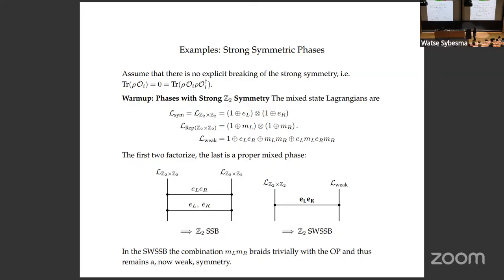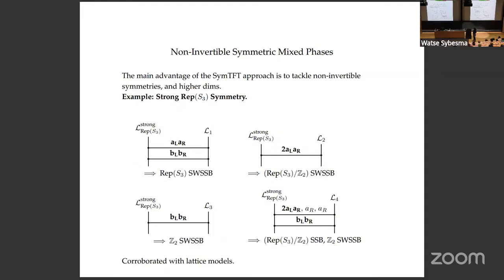For groups, this is not that interesting because you could study it in other ways, but now we can apply it to Rep-S3 again, for example, or any other non-invertible symmetry, and you get these mixed strong-weak symmetry breaking phases for Rep-S3 that somewhat model the pure phases, but have a slightly more refined breaking pattern, because you could go from a strong symmetry to a weak symmetry and so on.